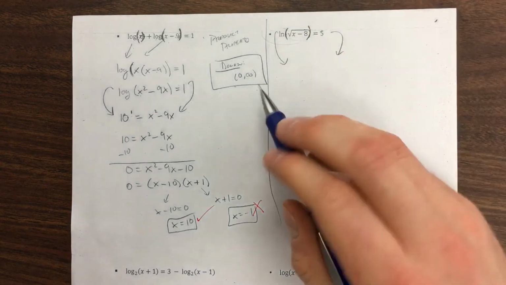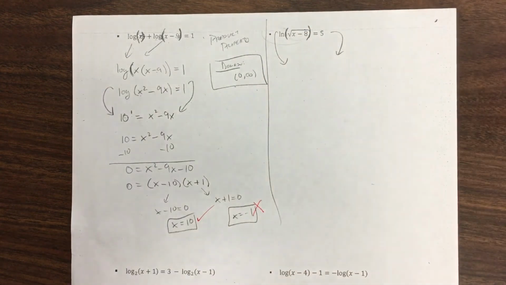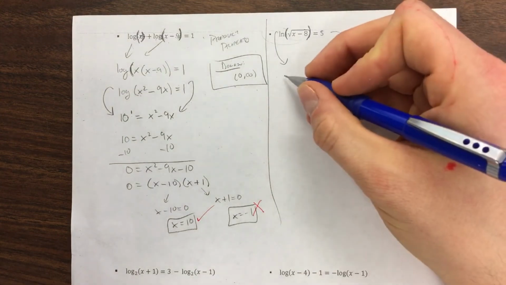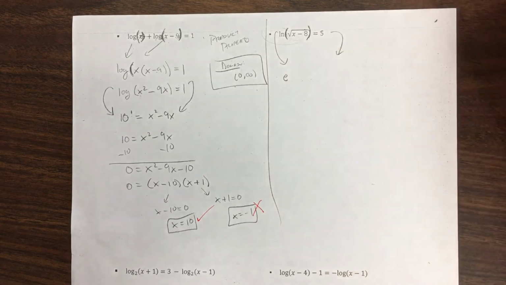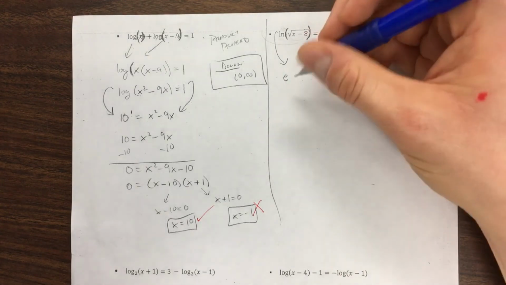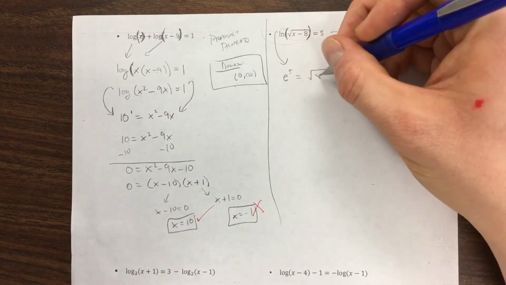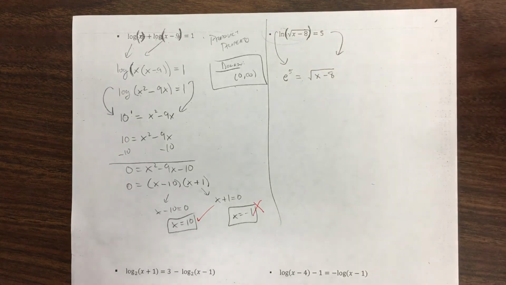But if we want to go ahead and turn this to an exponential equation, its equivalent exponential piece, we can do that. Ln stands for log to the base e. So if we switch this to its exponential form, our base would be e. Our exponent is always opposite of our log, so it'd be e to the 5th, and then this is going to equal square root of x minus 8.